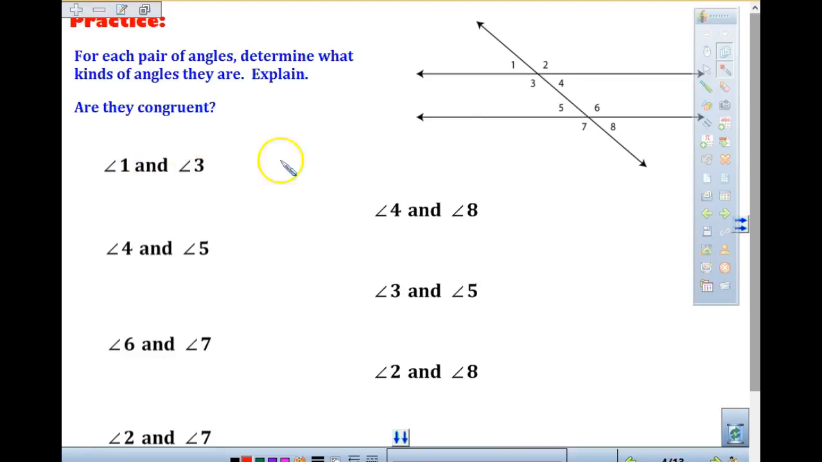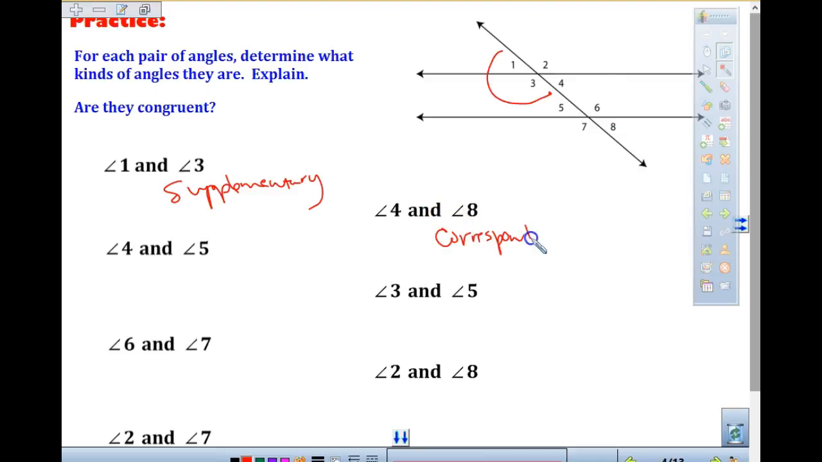What did you guys have for 1 and 3? Between the two of you. They're right next to each other. Supplementary. Emma, what'd you guys have for 4 and 8? They're in the same spot. So between you and Abby, what do you guys have? 4 and 8. Ben, you got it? Corresponding.